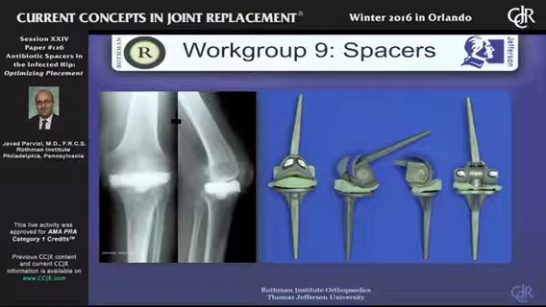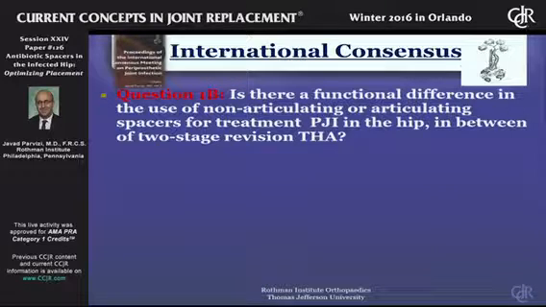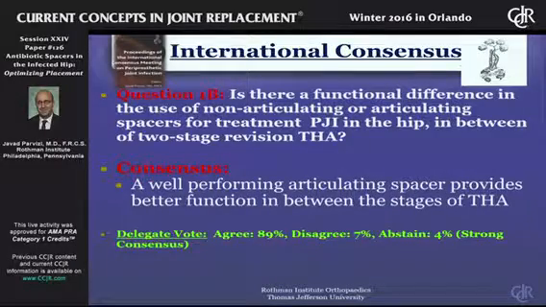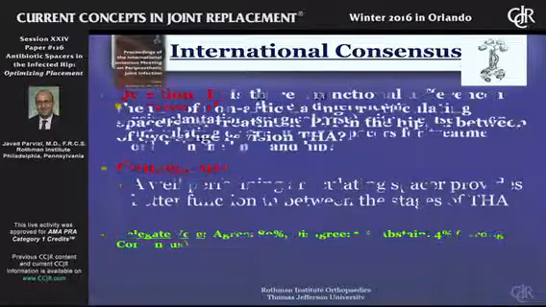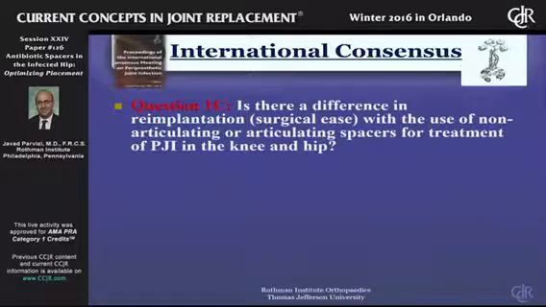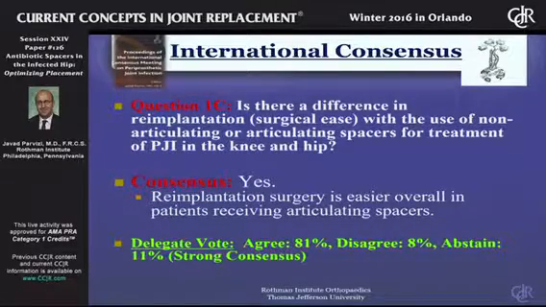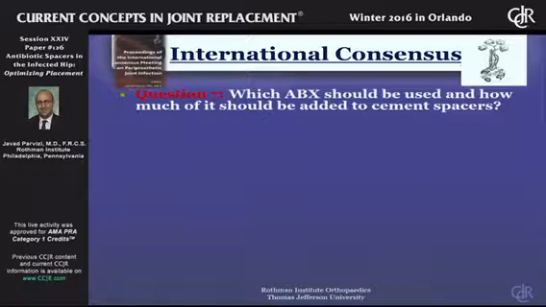This was a subject of the last international consensus, and I'm sure we will discuss this further in 2018 when we reconvene. But some of the questions that were asked: is there a functional difference in the use of non-articulating or articulating spacer in treatment of THA? And the consensus was, with 89% agreement amongst delegates, a well-performing articulating spacer provides better function. Another question: does a dynamic spacer provide better ease in surgery? The answer was yes, again with 81% agreement.